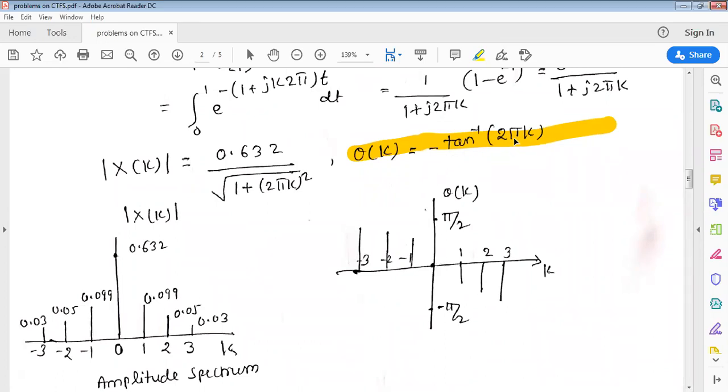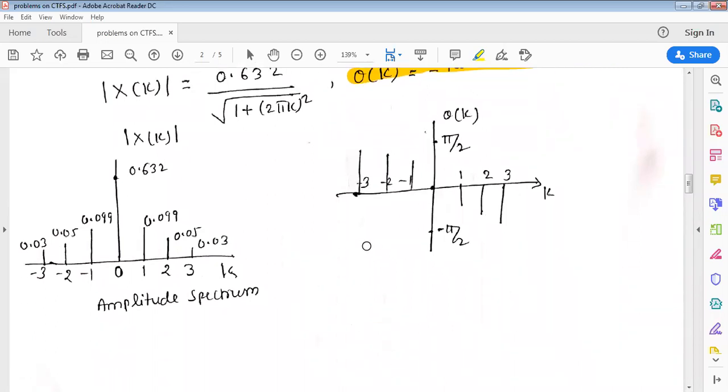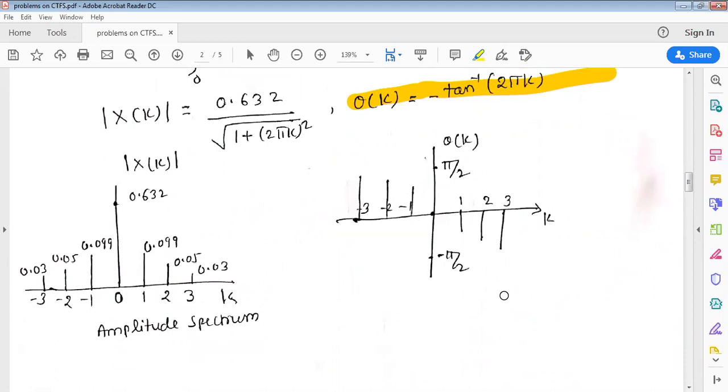When k becomes minus 1, tan inverse of minus 2 pi. So tan inverse of minus theta is minus tan theta, minus of minus will become plus, and this angle will become so much. Similarly, when 2, when 3, you are going to get so much. So theta k is this value. So you have drawn the magnitude plot as well as the phase plot. This is your amplitude spectrum and this one is the phase spectrum. Are you clear?